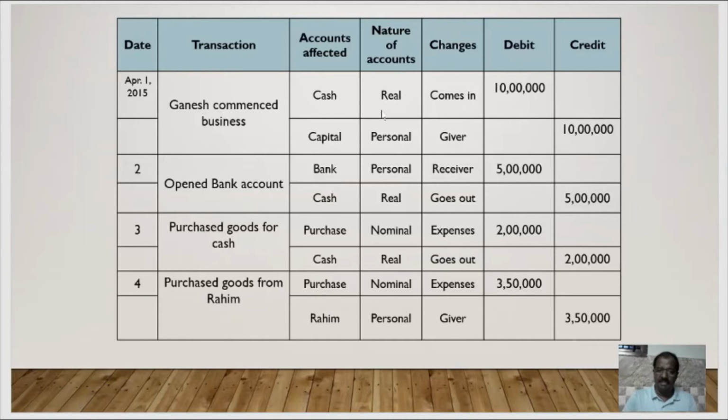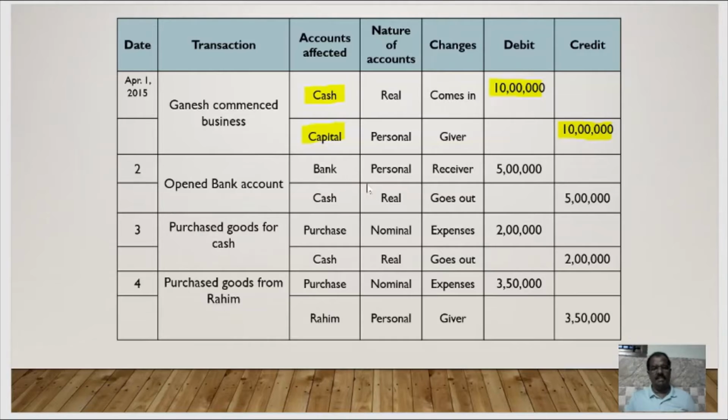Cash is coming inside. So as per the real account rule, debit what comes in. So here the cash account is to be debited with the investment amount. At the same time, credit the giver. Who is giving this capital? The proprietor. So Ganesh's capital account has to be credited. So credit the giver. As per that rule, I am crediting the capital amount of 10 lakhs. So this is the journal entry for the proprietor commencing the business.